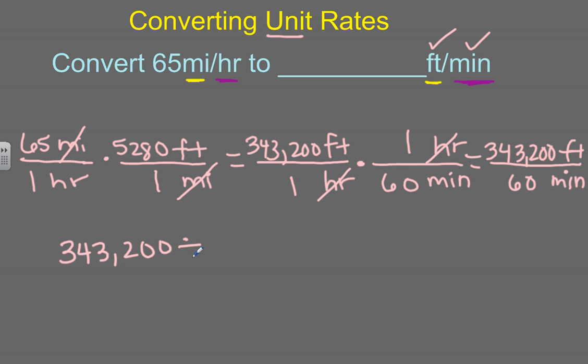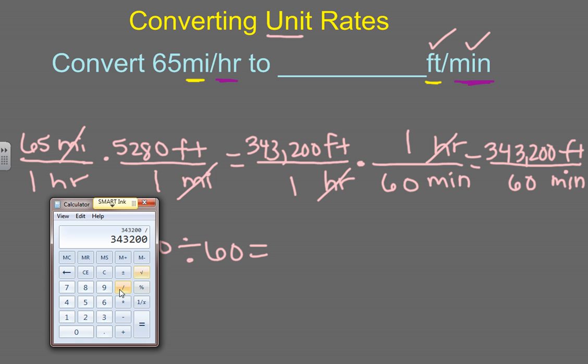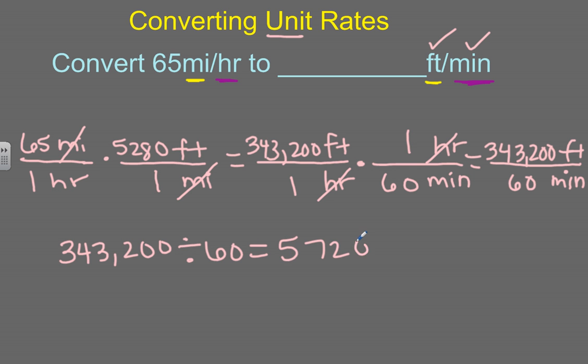343,200 divided by 60, and using my handy dandy calculator I'm going to divide by 60, and my final answer should be 5,720 feet in 1 minute, or per minute, and I'll go ahead and fill it in up there, 5,720 feet per minute. And that is it for that one.